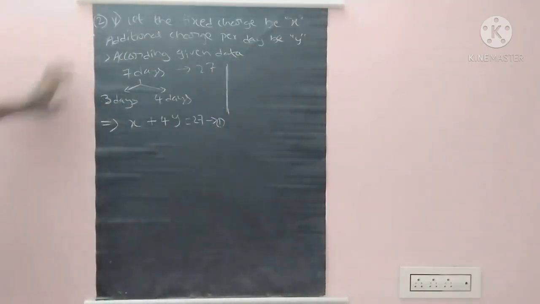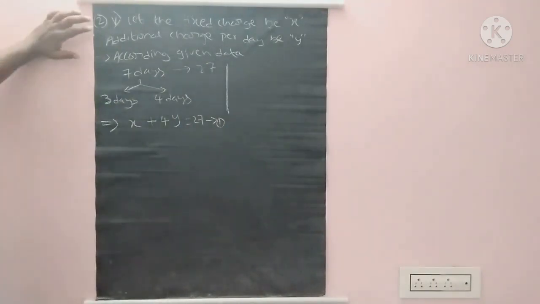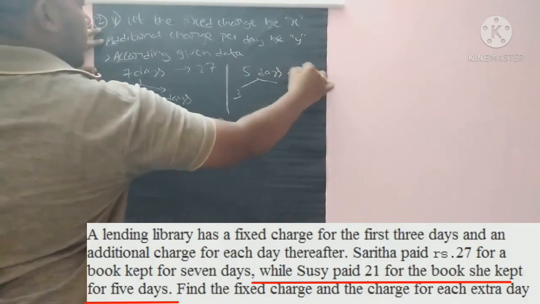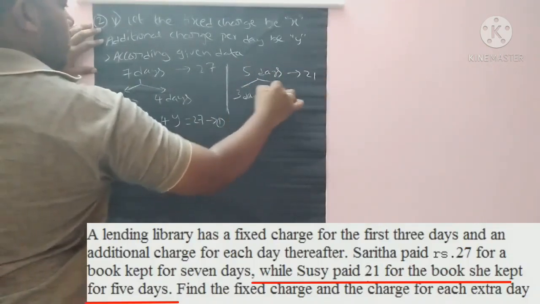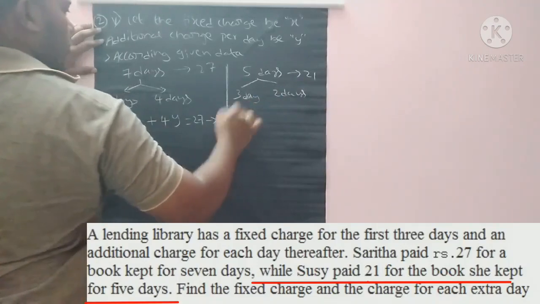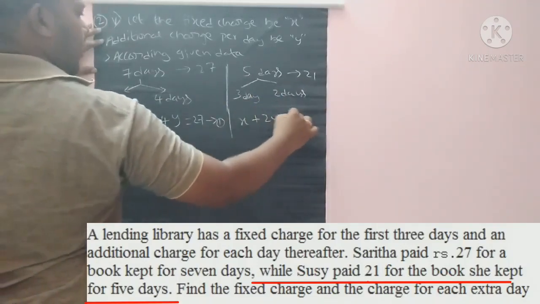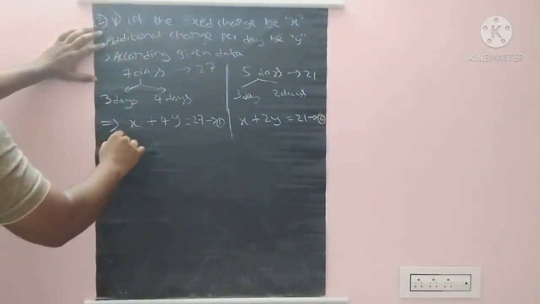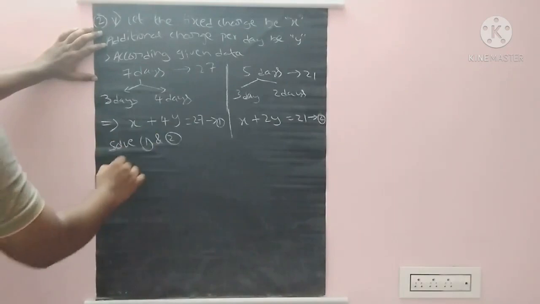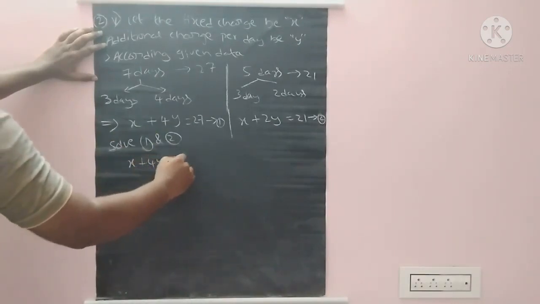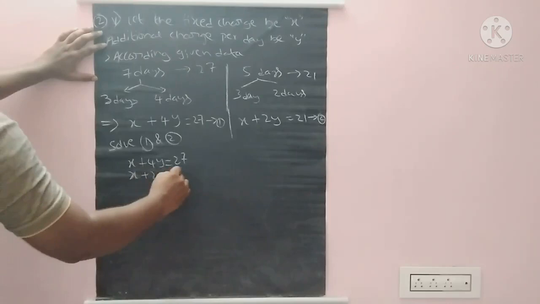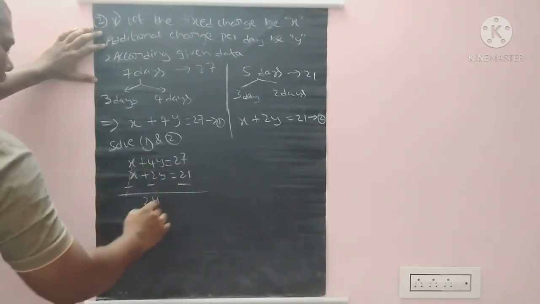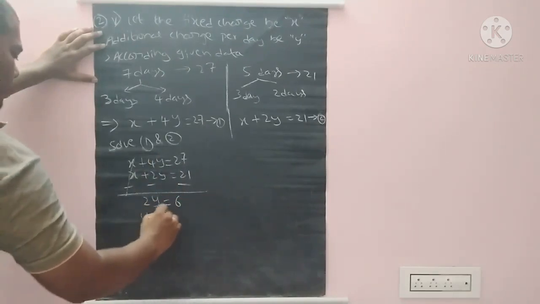And Susi paid 21 rupees for 5 days. So those 5 days you should divide as 3 days and the remaining 2 days. So we can write x plus 2y equals 21. Let it be 2. Now solve 1 and 2. x plus 4y equals 27. x plus 2y equals 21. Subtract. So 2y equals 6. So y equals 3.